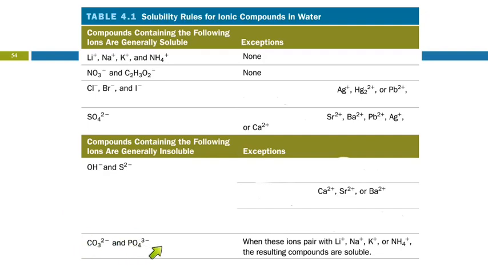Last, carbonate and phosphate. Again, when these pair with lithium, sodium, potassium, or ammonium, start at the top of the table. If you've got one of those, you're not going to get down here, so you don't need that either. There. Well, it's not so bad. You should memorize this table. And one way to memorize it, you'll be needing to predict the solubility of things. Try to do it from memory, and then check yourself. Okay? But work your brain first.